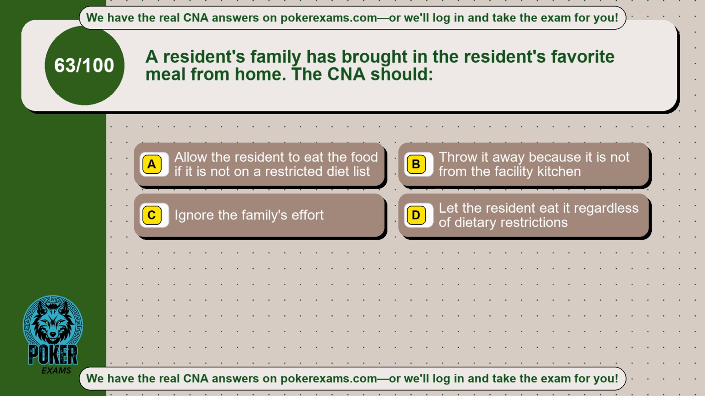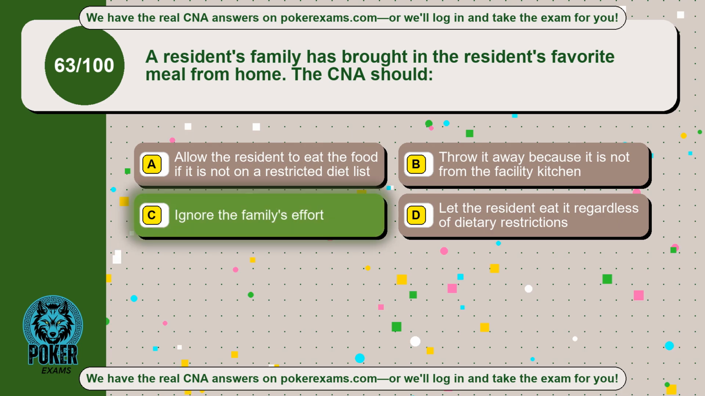Question 63. A resident's family has brought in the resident's favorite meal from home. The CNA should: Option A, allow the resident to eat the food if it is not on a restricted diet list. Option B, throw it away because it is not from the facility kitchen. Option C, ignore the family's effort. Option D, let the resident eat it regardless of dietary restrictions.